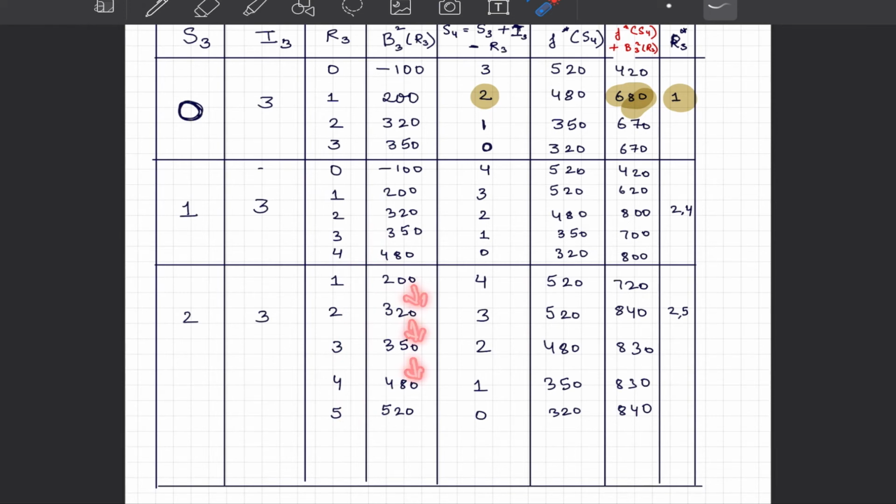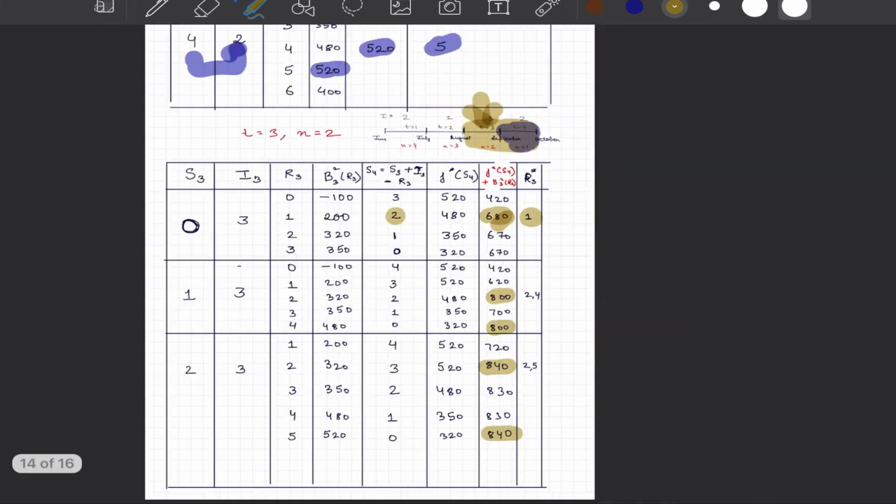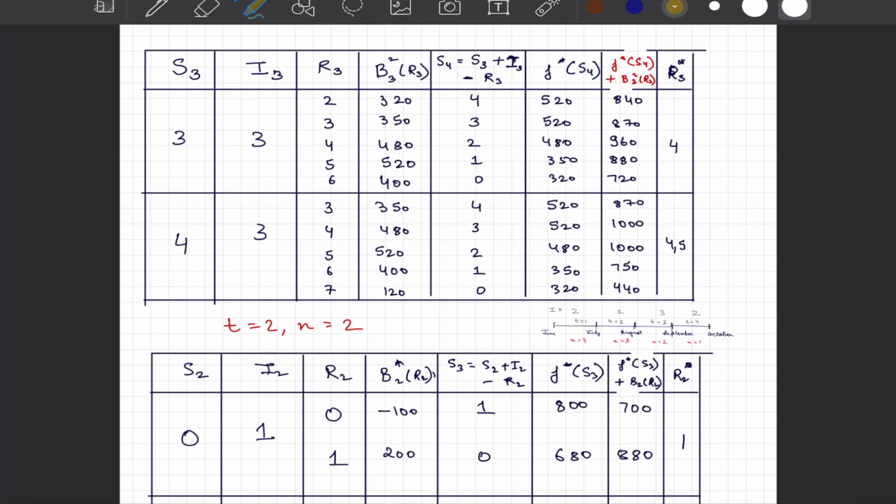Same values. That means just look at the table first: if release is 1 unit, what is the gain? If release is 1 unit, what is the updated state at the beginning of September? Corresponding to 4, we go back to the table of S4 and populate all these values, add these and identify the optimal solution. So in the previous case, 800 was the optimal solution. Here we see that 840 is the largest value. So releases of 2 and 5 give us the optimal releases corresponding to S3 equal to 2.